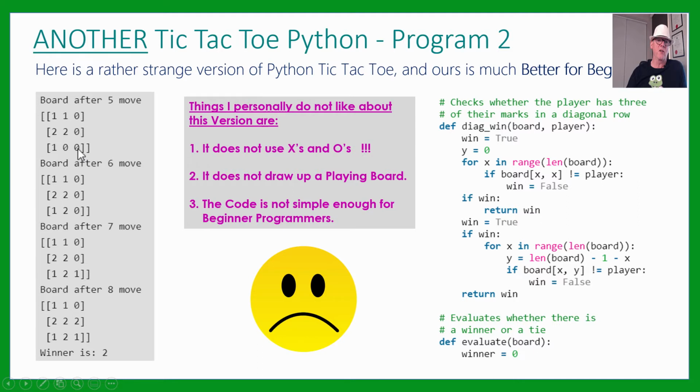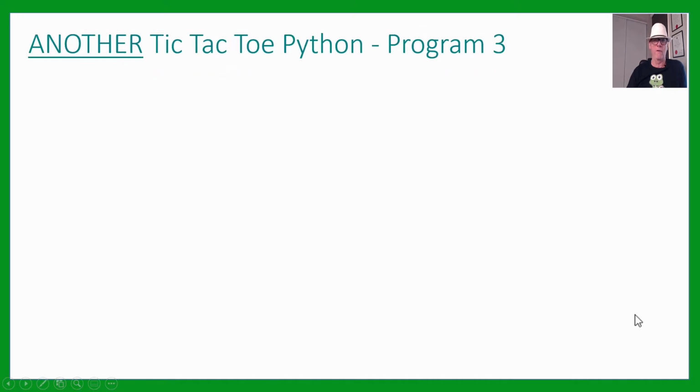The fact that it doesn't use X's and O's, it's out for me straight away. I don't like it. And it doesn't draw up a playing board at all. It just has this weird kind of square bracket stuff going on, and that's not simple enough for a beginner. All right, so although this was someone whipping up something really quick in Python and using all the tricks, no good for beginners and no good for Passy's World.